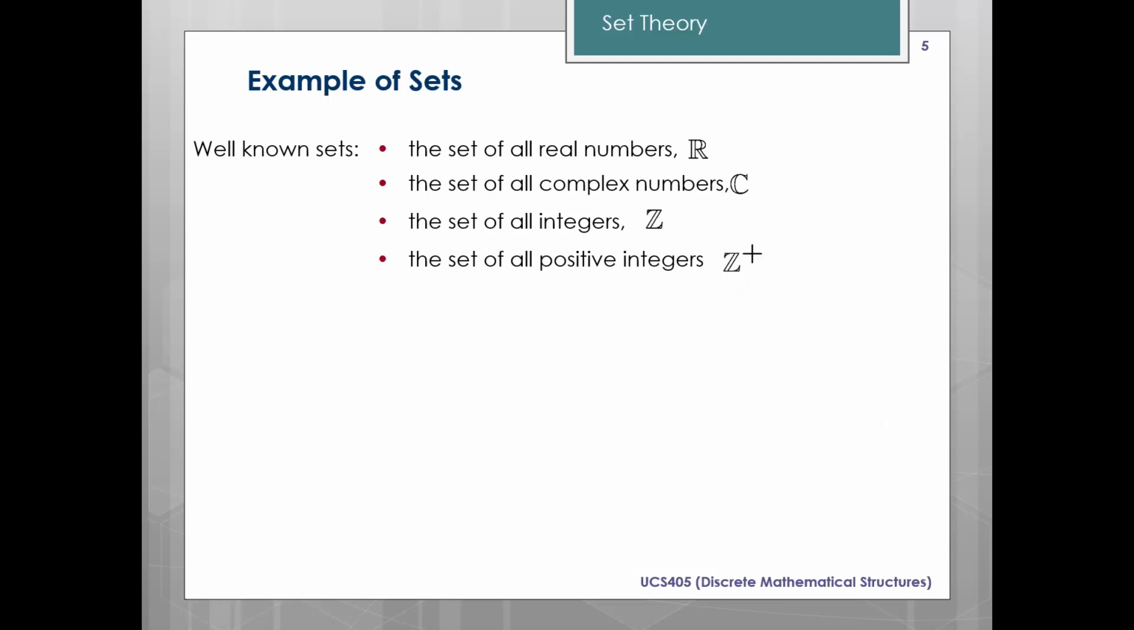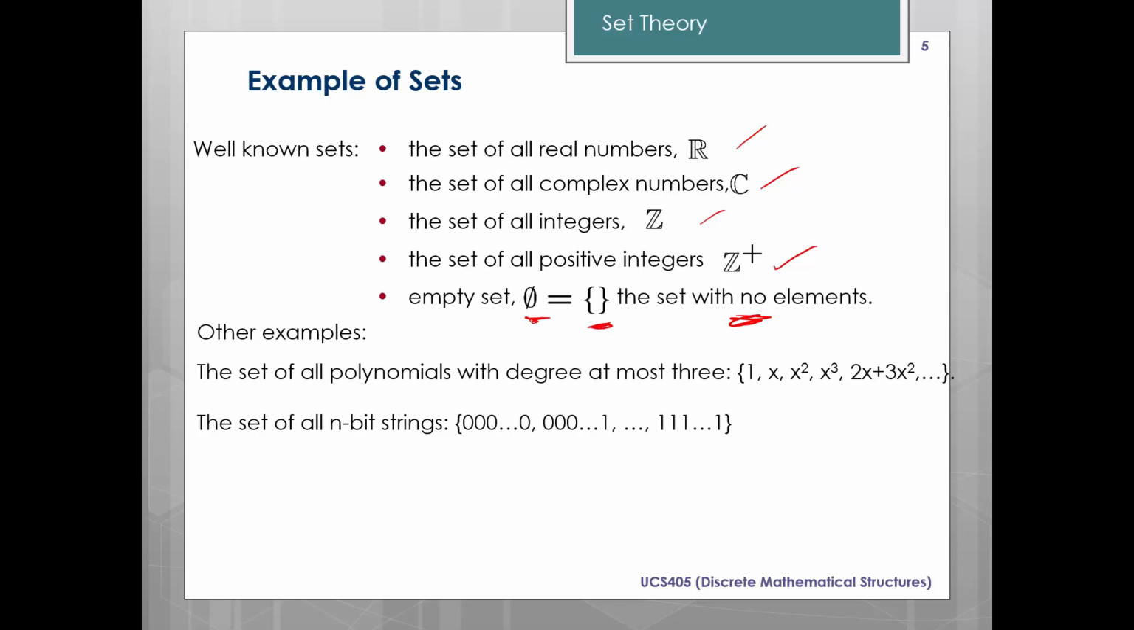Next, these are examples of sets. Some well-known sets are the set of real numbers R, the set of all complex numbers C, the set of all integers Z, and the set of all positive integers Z plus. The empty set is denoted by phi or empty curly braces. It is the set with no elements, or zero elements, we can say.